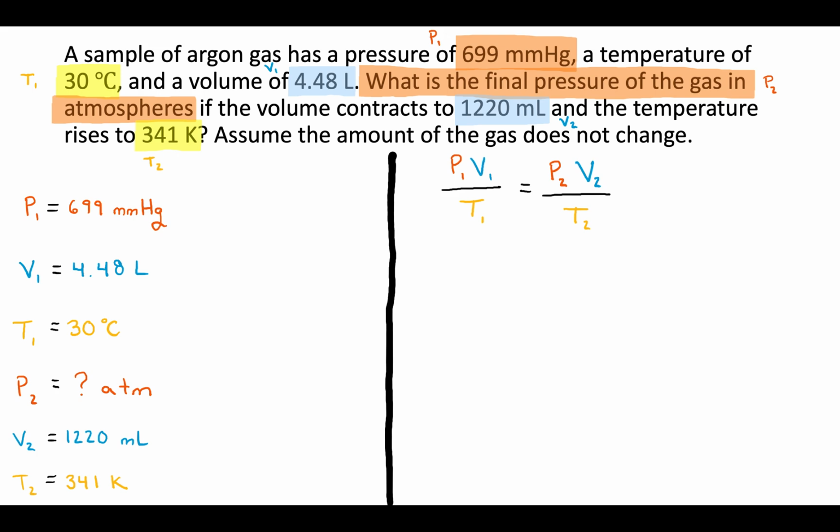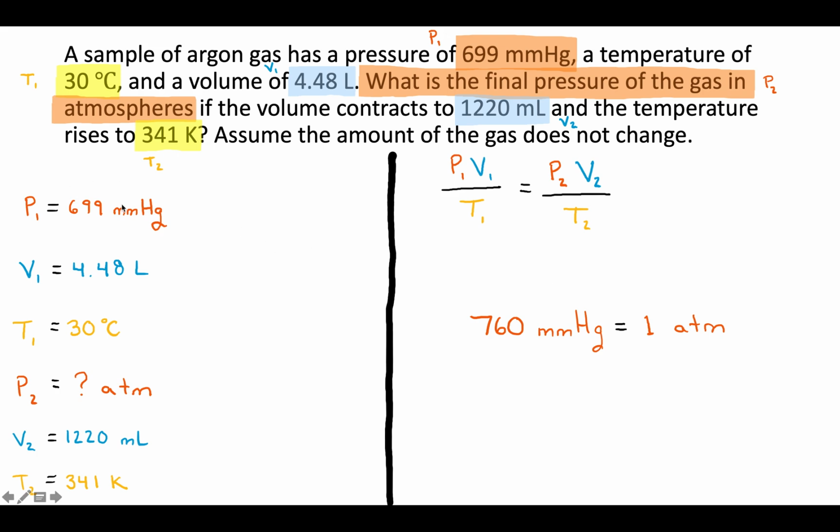Now, before we plug these numbers in, we have to make sure of two things. First, do all the units match? And second, if we have temperature, is it in Kelvin? So, first pressure. This pressure is in millimeters of mercury. We want it in atmospheres, so we're going to have to convert. The conversion factor between millimeters of mercury and atmospheres is, there are 760 millimeters of mercury in 1 atmosphere.